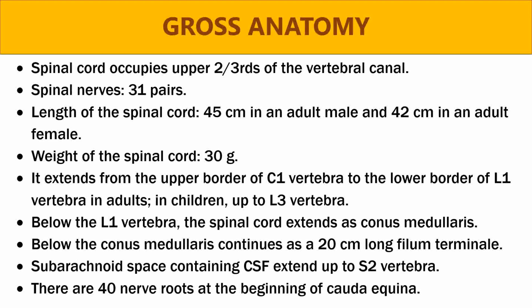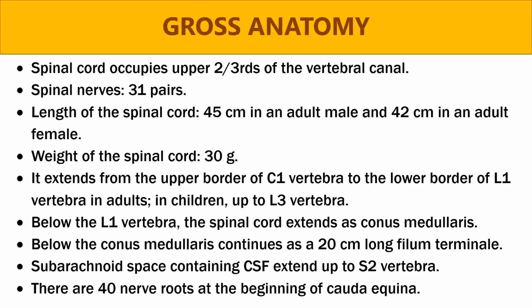Gross anatomy of the spinal cord. The spinal cord occupies the upper two-thirds of the vertebral canal and is surrounded by three meninges. 31 pairs of spinal nerves originate from the spinal cord. The length of the spinal cord is 45 cm in an adult male and 42 cm in an adult female. The weight of the spinal cord is 30 grams.